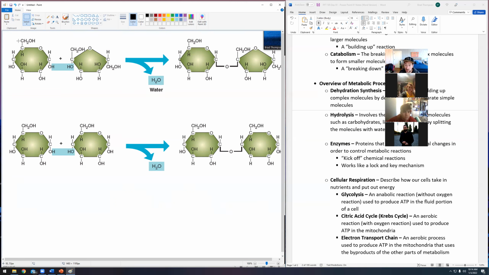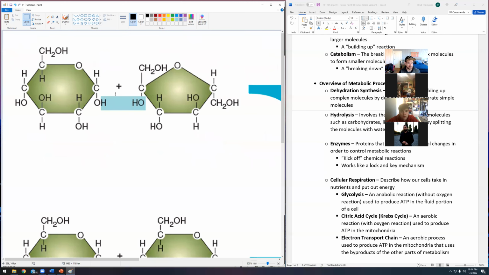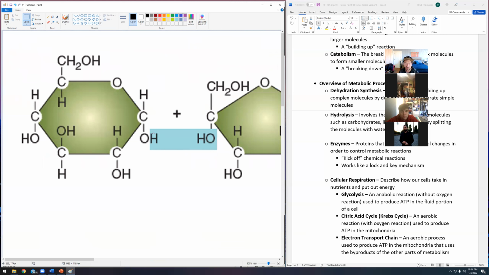So we took two things that are very simple, one simple sugar and another, and we put them together. We linked them together. That is an anabolic reaction. How did we do that? Well, take a look right here at this individual sugar molecule. You notice how there's this little hydrogen right here on the end. And then over here, there's another one, and a little bit of oxygen, right? So there's an H here, and there's another H here.